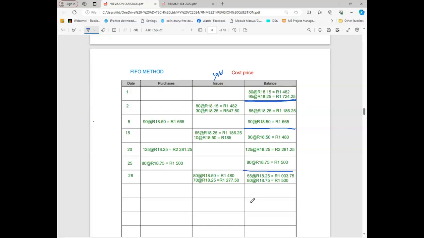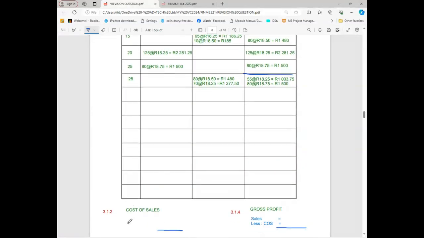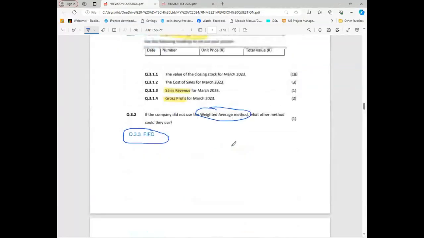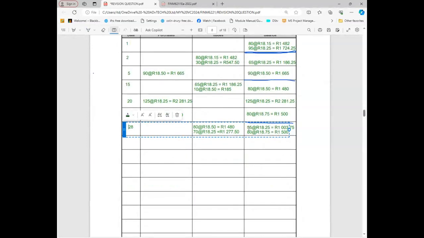Okay, so let me continue. So this is where it ends with the FIFO. The way to calculate these things at the bottom is the same way. It's just that now, remember 3.1, the first one, what is the requirement here? They wanted the value of what? Stock. Yes. So how to find the value of stock is just here for two stocks with different values. Can you see here? Yes, sir.